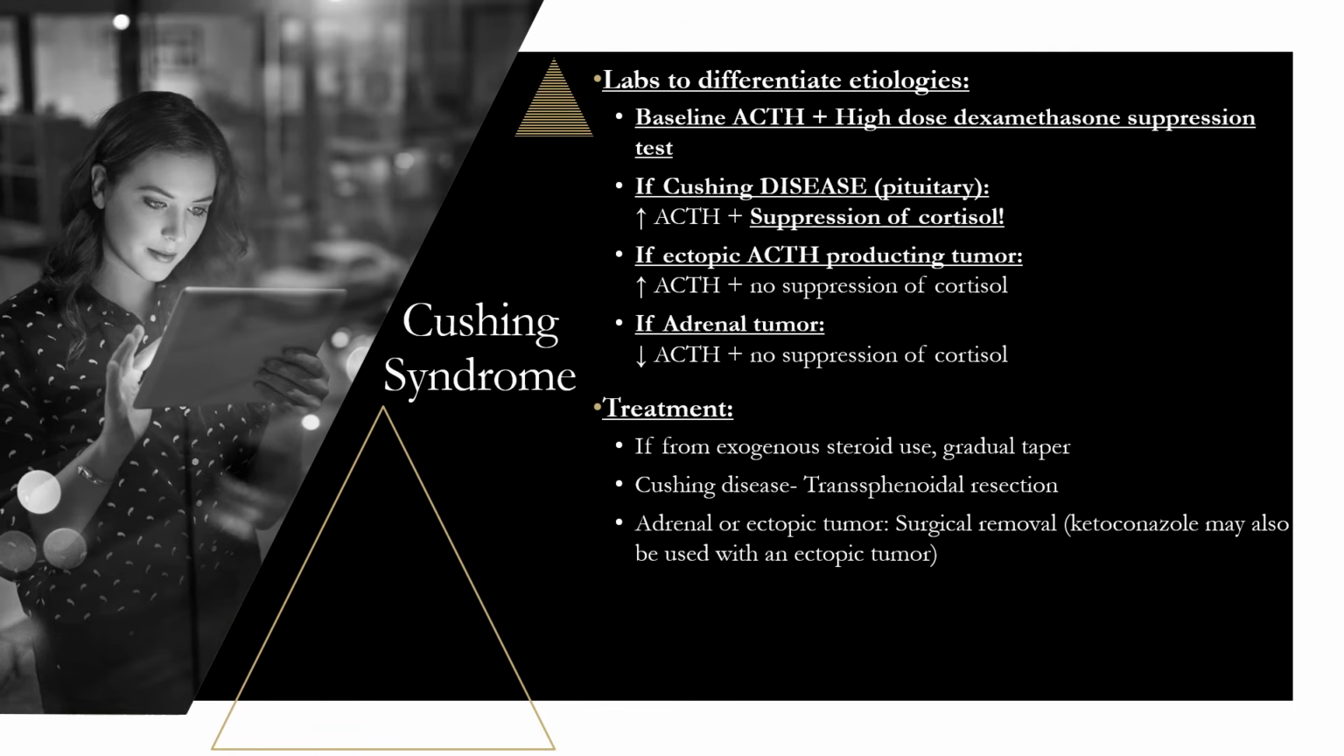So if it's an adrenal or ectopic tumor, of course, again, it's just a surgical removal. Ketoconazole can also be used with an ectopic tumor, and ketoconazole is going to help decrease some of the hormones that are being produced. But most of the cases with Cushing syndrome, it's basically just going to be cut it out.